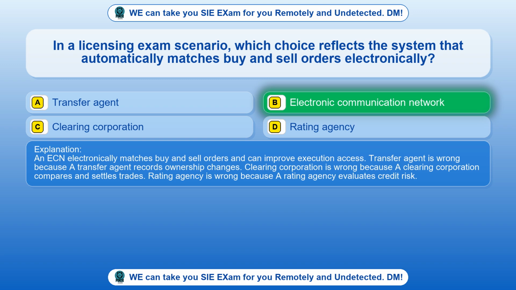Transfer agent is wrong because a transfer agent records ownership changes. Clearing corporation is wrong because a clearing corporation compares and settles trades. Rating agency is wrong because a rating agency evaluates credit risk.